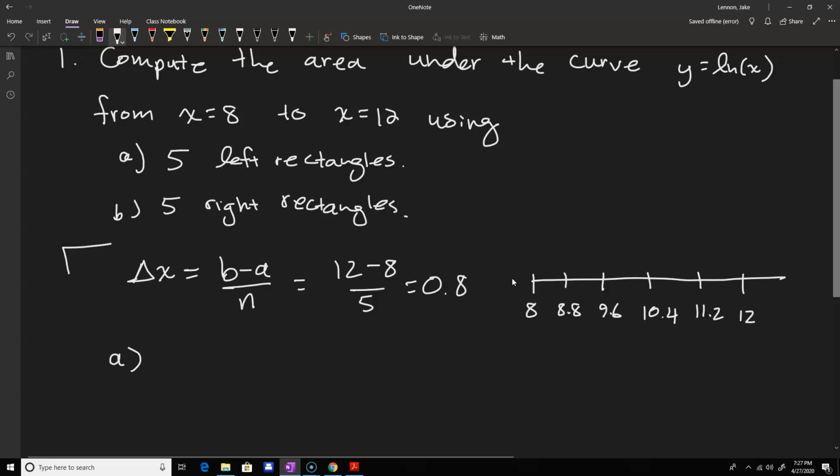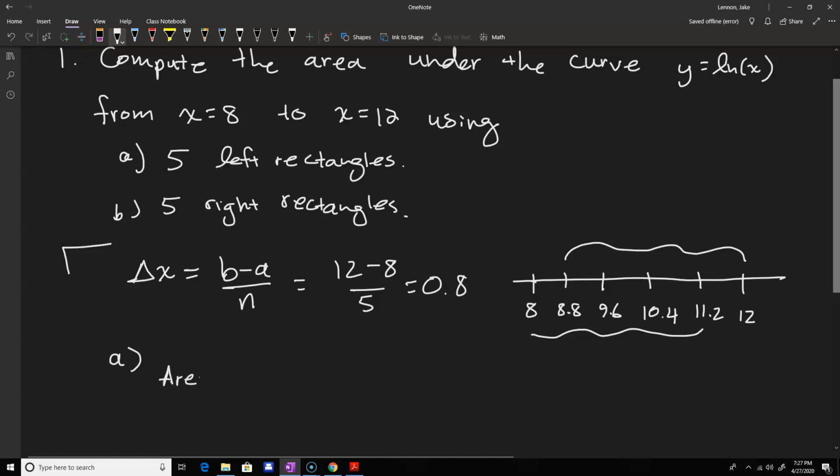So for part A, for the left rectangles, we use the first 5 numbers, whereas for part B, we use the last 5 numbers. So those are the things that we plug into our function, y equals the natural log of x, to get the height of each rectangle respectively.